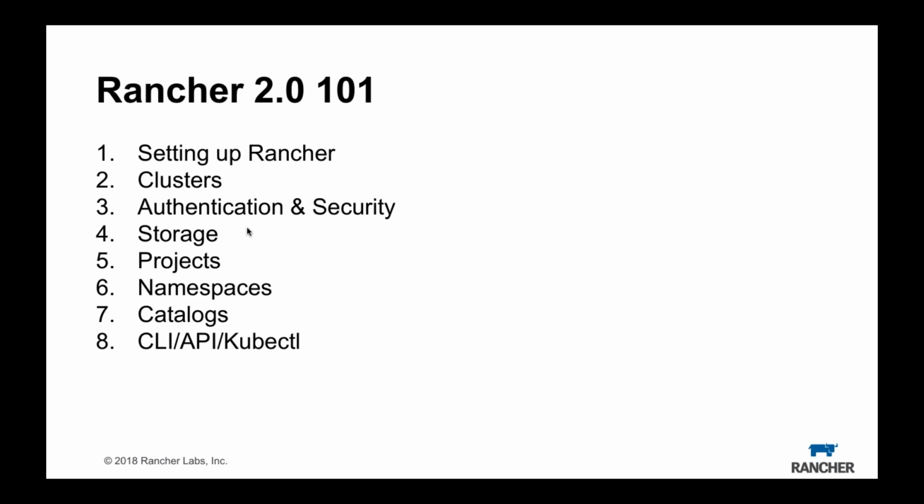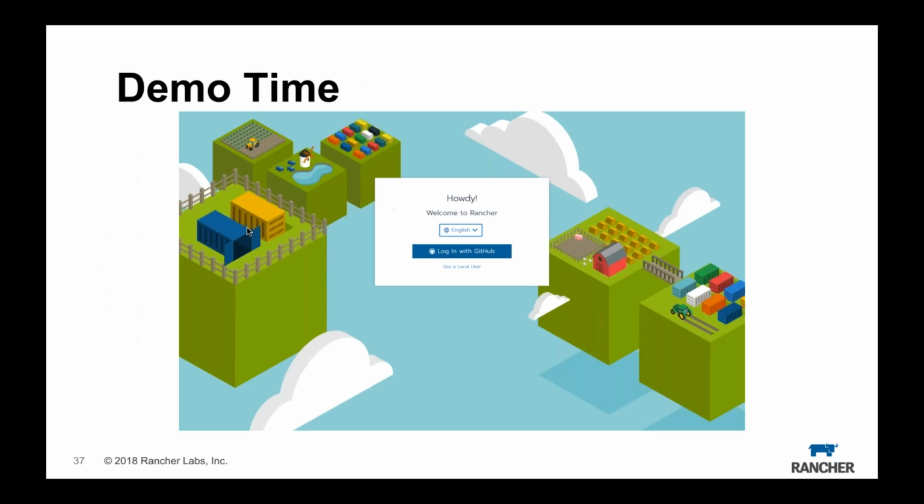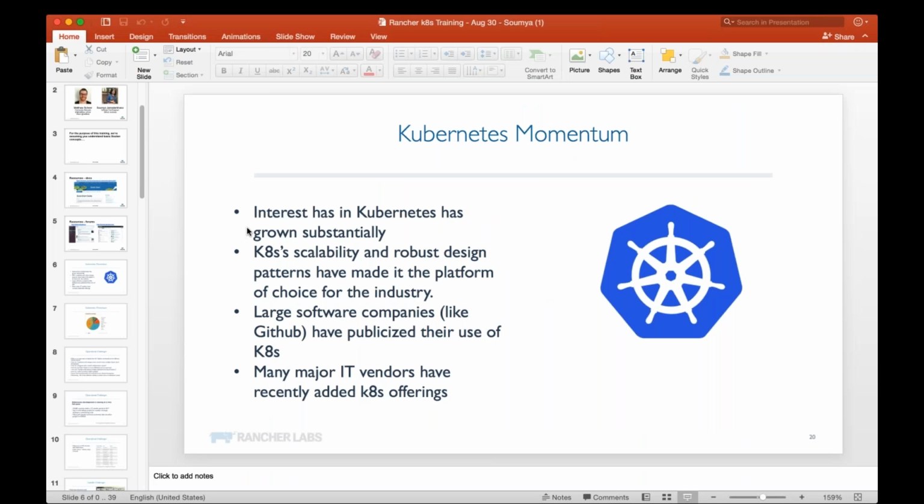Then what projects and namespaces are. And we'll also go over catalogs, which is the Helm chart library that is also available in the Rancher 2.0 portal. Lastly, we'll quickly go over other ways of communicating with your cluster using the Rancher CLI and the Kubernetes kubectl client. So with this, it's demo time. We are done with our slides and we can go over our demos.